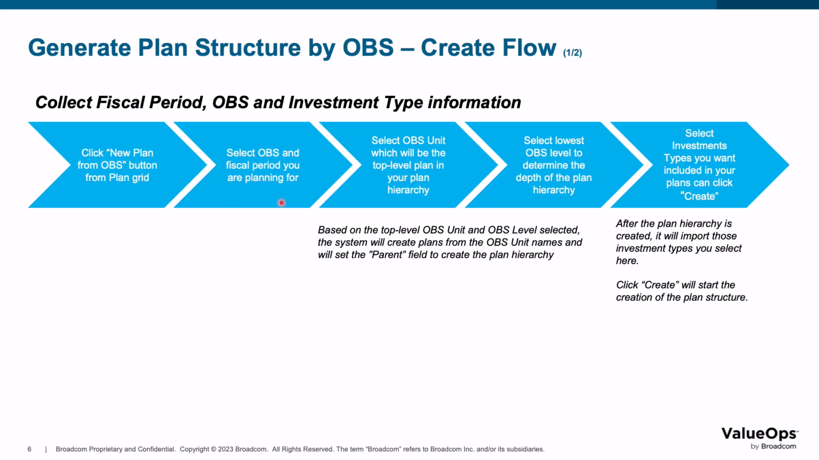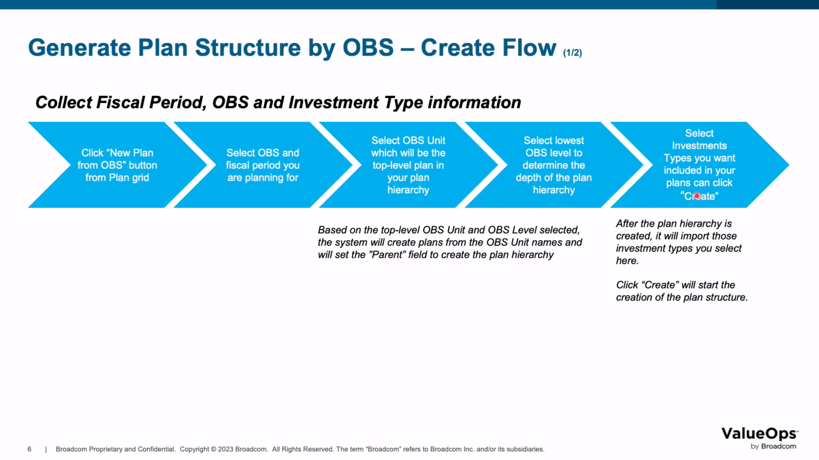In the next step, as part of the modal, you'll select the OBS unit for the top level. It defaults to selecting the top level, but you don't necessarily have to pick the top level. You can pick a level in the middle or at the bottom as you like. And then from that, you'll be able to select the lowest level of depth that you have configured within your OBS. So based on the OBS unit and the OBS level selected, it will then create plans based on the OBS unit names. And then it will also set the parent field to create the plan hierarchy. So that's why we're collecting this information.